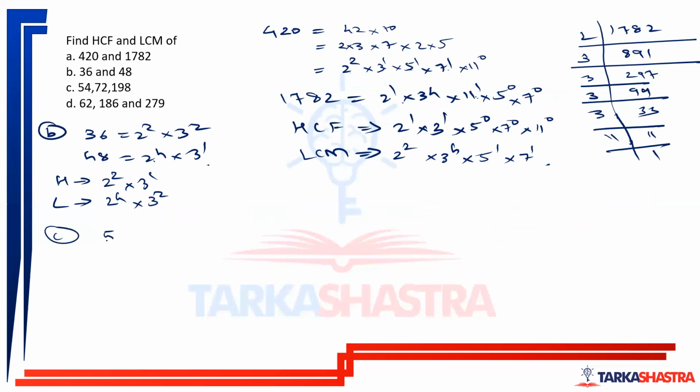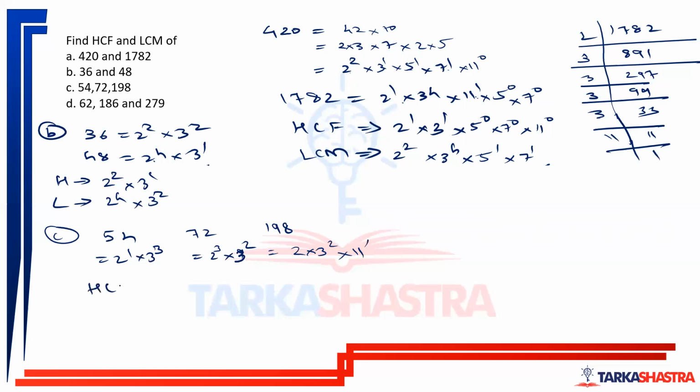Next is C: 54, 72, 198. 54 is 9 times 6, or 27 times 2. So 2 raised to 1 into 3 cube. 72 is 8 times 9, so 2 cube into 3 raised to 2. 198 is 2 into 3 square, that is 18, into 11 raised to 1.